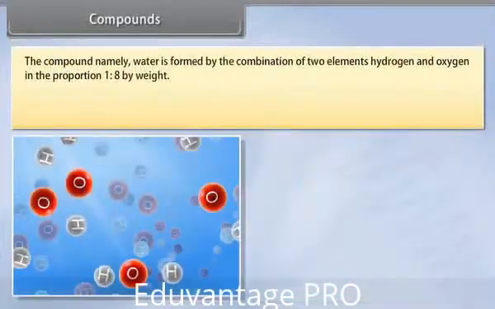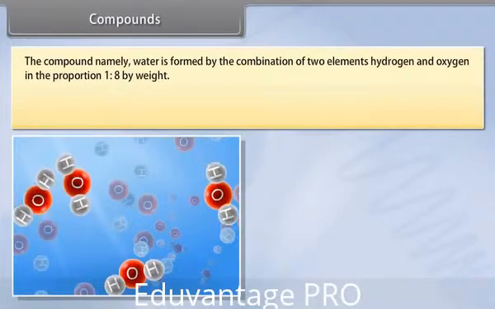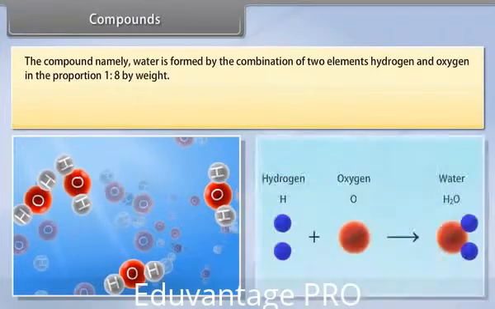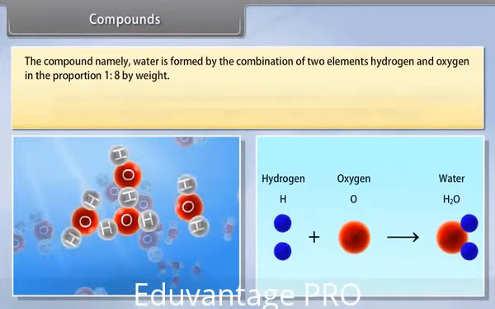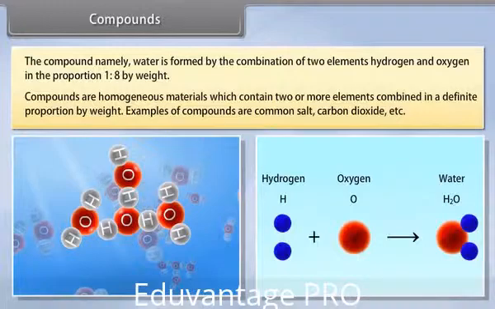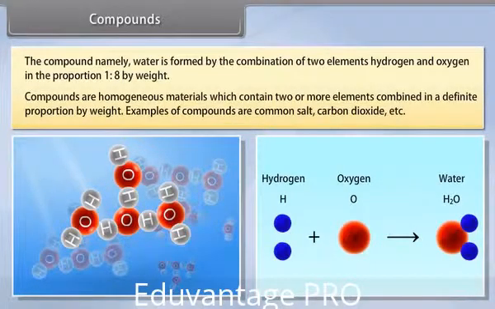The compound, namely water, is formed by the combination of two elements, hydrogen and oxygen, in the proportion 1:8 by weight. Compounds are homogeneous materials which contain two or more elements combined in a definite proportion by weight. Examples of compounds are common salt, carbon dioxide, etc.